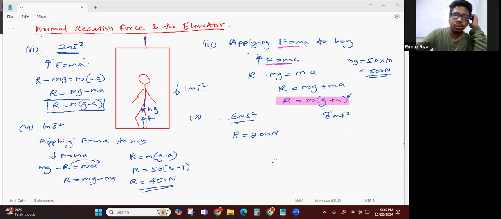The same question, the lift moves vertically downward with a constant acceleration of 8 meters per second squared. 100 Newton. 100 Newton, no? 10 minus 8 is 2. 2 into 50 is 100. Okay, the next question, the same question, but take 10 meters per second squared.